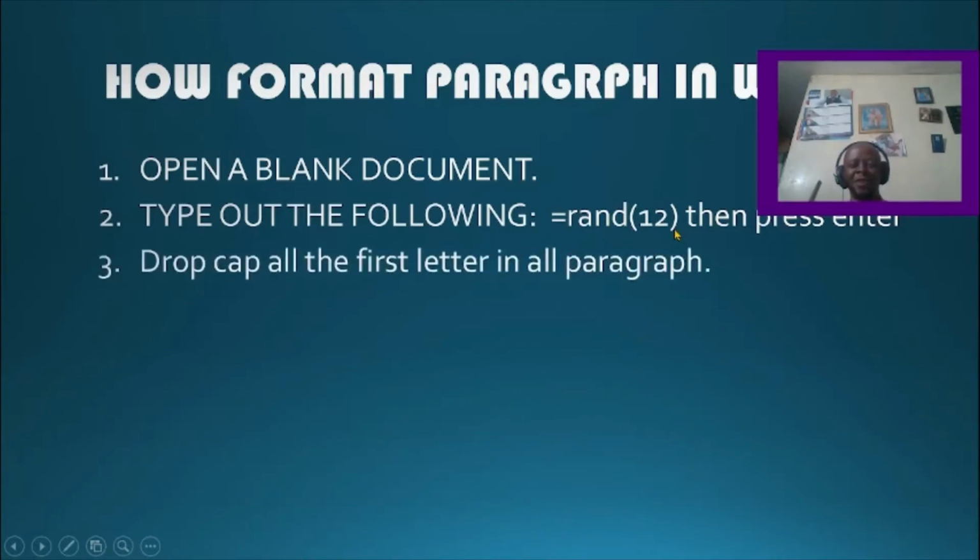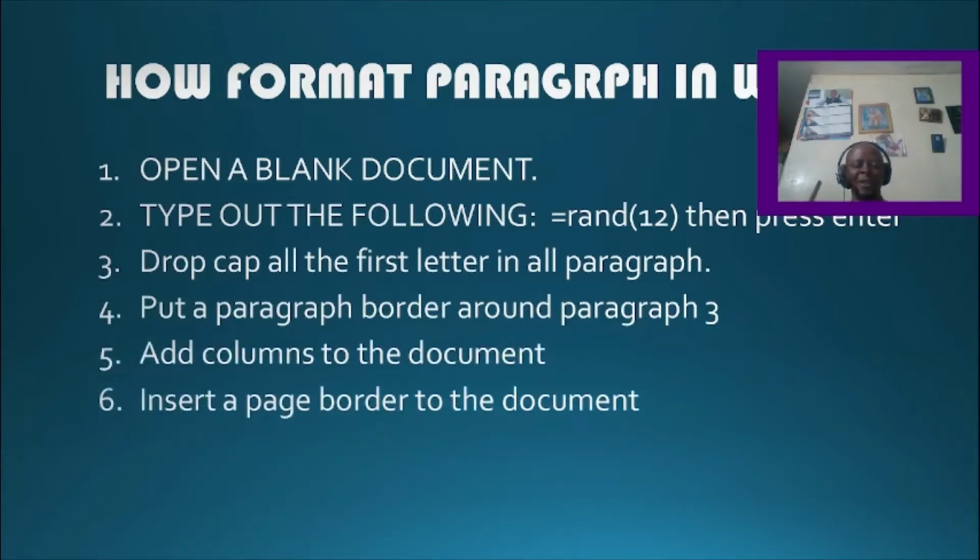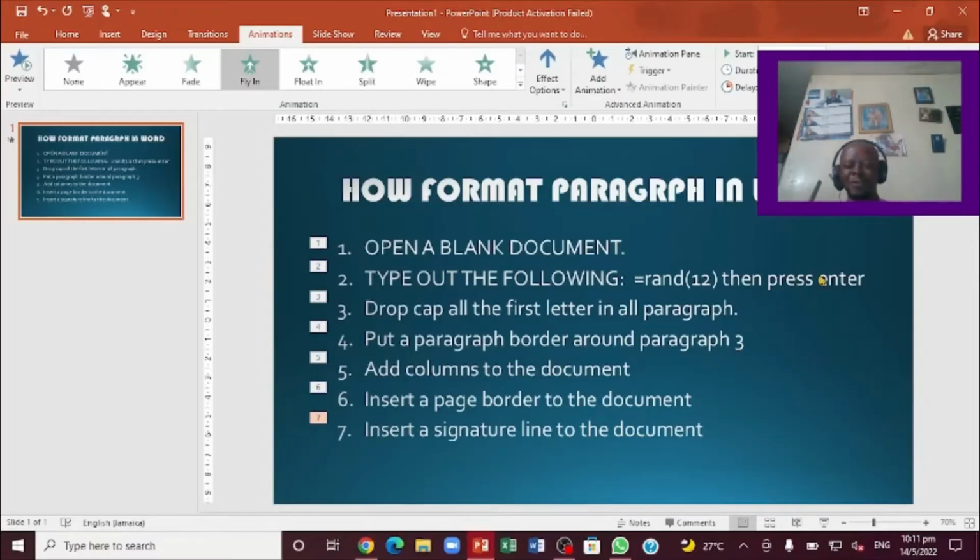Drop cap the first letter in all the paragraphs. Put a paragraph border on paragraph 3. Add columns to the document. Insert a page border to the document, and insert a signature line to the document. Alright, so right away we're going to take on that particular procedure.